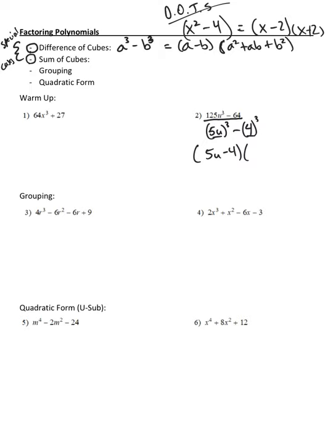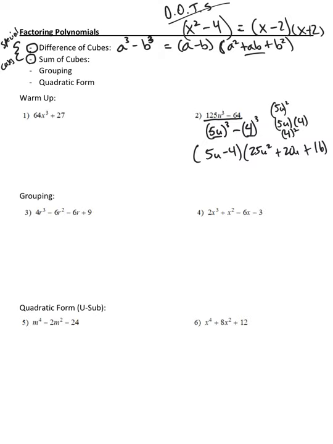It's going to be 5u squared, so 5u squared is 25u squared, plus 5u times 4, a times b, is that middle term, 20u, and then plus b squared, which is 4. 4 is that b part, so 4 squared is 16. So that is how you factor a difference of cubes.